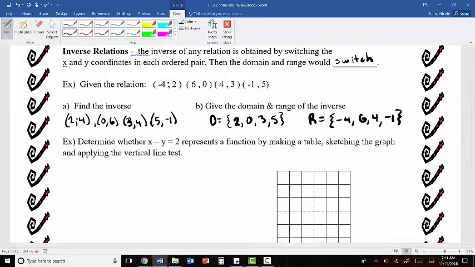So when you do inverses, it's really easy. Basically all you have to do is switch your x's with your y's. So literally the inverse of this relation would be all the coordinates in reverse. And then after that you can give me the domain. So it's going to be all the new x values and the range would be all the new y values. So pretty simple for inverses.